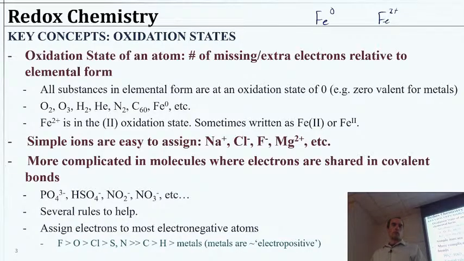H2, hydrogen gas, even things like C60. This is Buckminsterfullerene, or buckyballs, as some people call them. Or diamond, or graphite, it's pure carbon, zero valent. Okay, so that's kind of the basics.